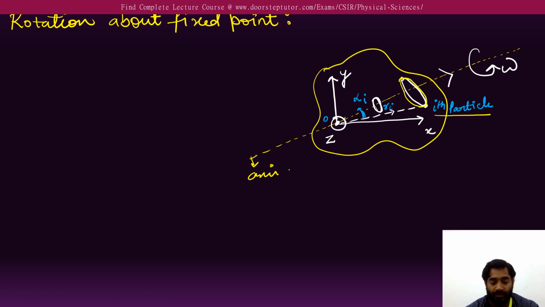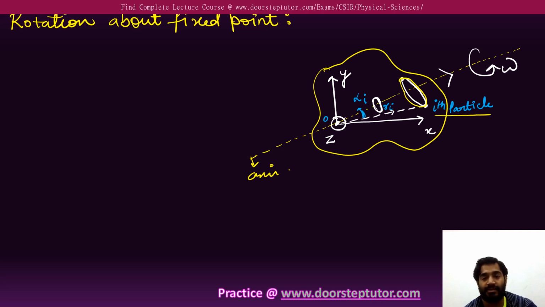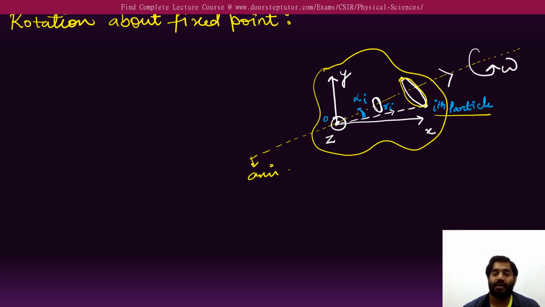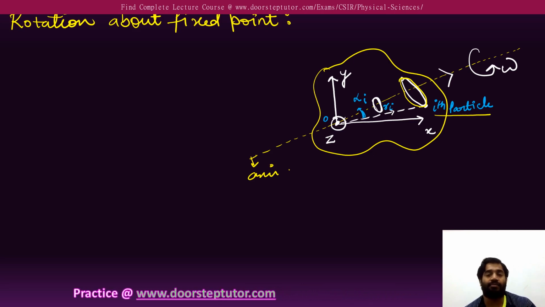Now we have defined certain axes, x-axis, y-axis and z-axis. The z-axis is outside the screen, and the x and y axes are shown as in the figure. Now this particle is at distance ri, the distance of the ith particle. There are n number of particles, and I picked one particle and named it the ith particle.